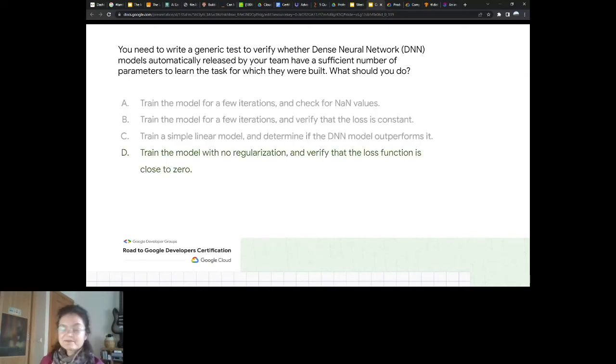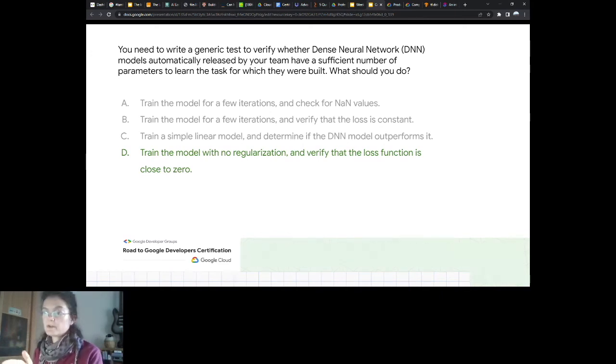Ta-da! It's D, and I'm going to explain why. First of all, when you're doing any exam, it doesn't matter if it's the Google certification or whatever, I remember that from university: always pay attention to the question, because there are relevant keywords that give you the hint to the right answer. Before concentrating on the answers, first concentrate on the question.